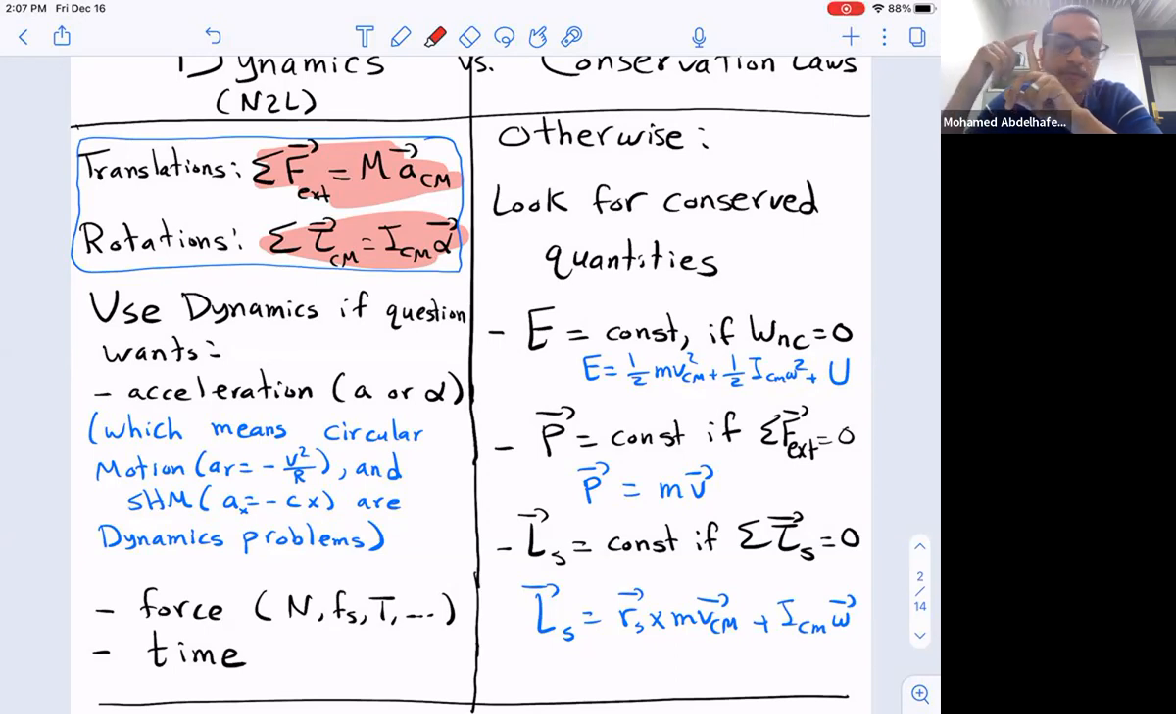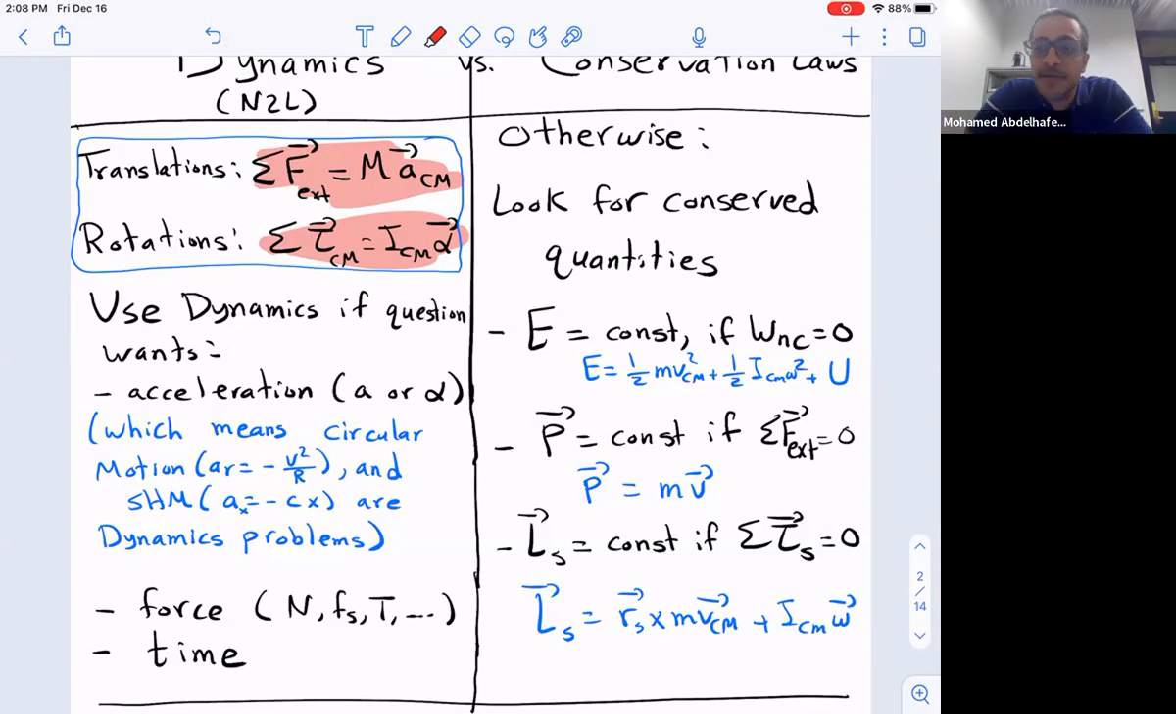It's a dynamics problem. Is it asking about some force, like what is the normal force? What is tension? What is friction force, static friction? Then that's a dynamics problem again, because forces and acceleration, that's F equals ma. Also time, any question involving time is a dynamics question. Like how much time does it take to fall down? How much time does it take to do this?